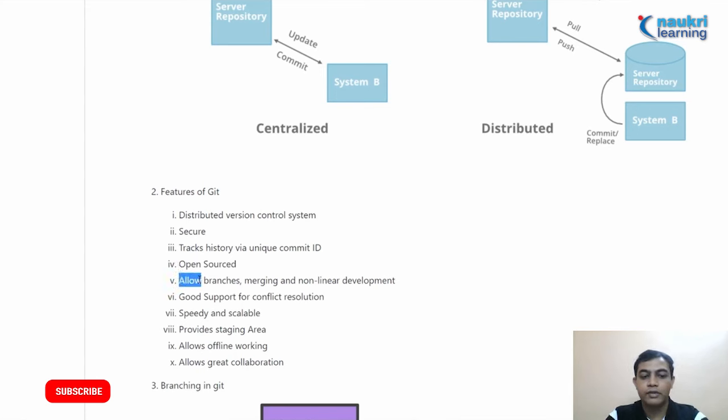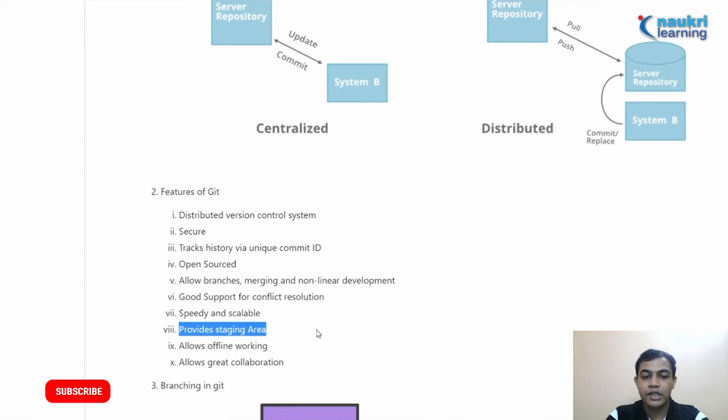It allows branches, merging, and non-linear development. We'll also see what branches and merging are. It has good support for conflict resolution. So anytime two users commit to the same file and they are writing different things, it has really good infrastructure to detect those and help us resolve those conflicts. It's really speedy and it's scalable.